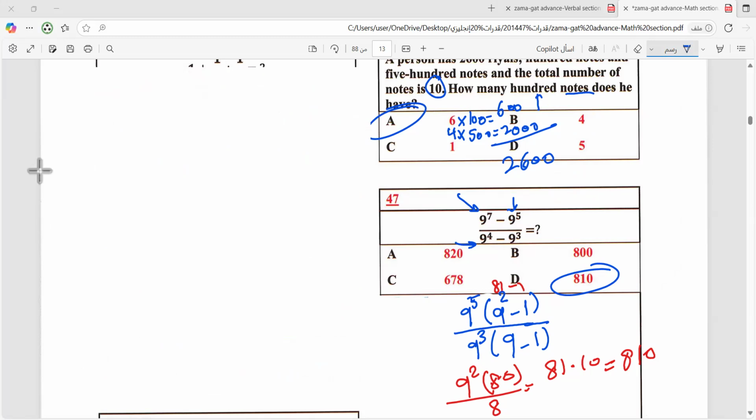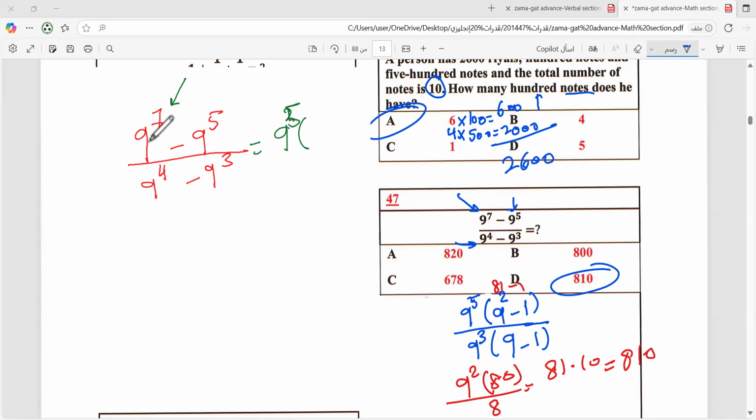Okay, now again. Look here, my student. If we have a problem like this, 9 to the power 7 minus 9 to the power 5 over 9 to the power 4, 9 to the power 3, I can't simplify. So what will I do? I will take a common factor. What is the common factor? The least exponent. So it will be 9 to the power 5.